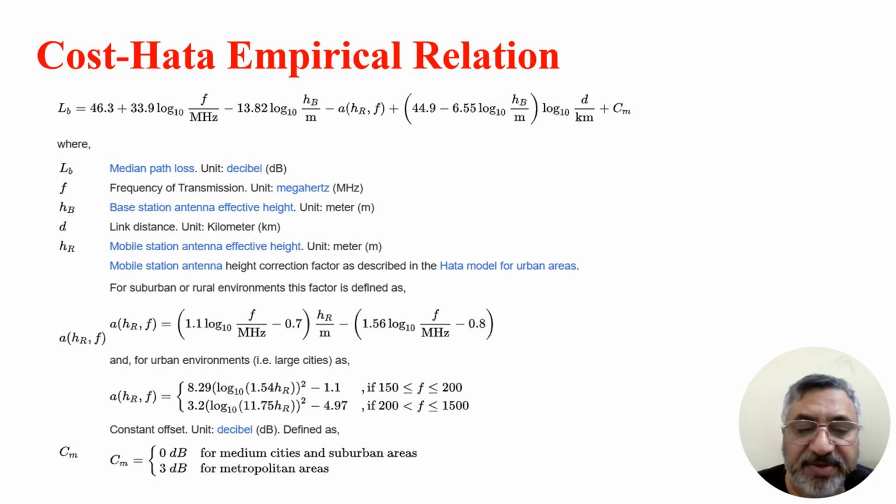Similarly, the CM factor, as we discussed earlier, is defined for medium cities and suburban areas as CM equal to 0 decibels. But for metropolitan areas like Tokyo, CM is defined as 3 decibels. So this is the overall behavior of the last empirical model, which we consider the most cited among the other COST models introduced by COST.